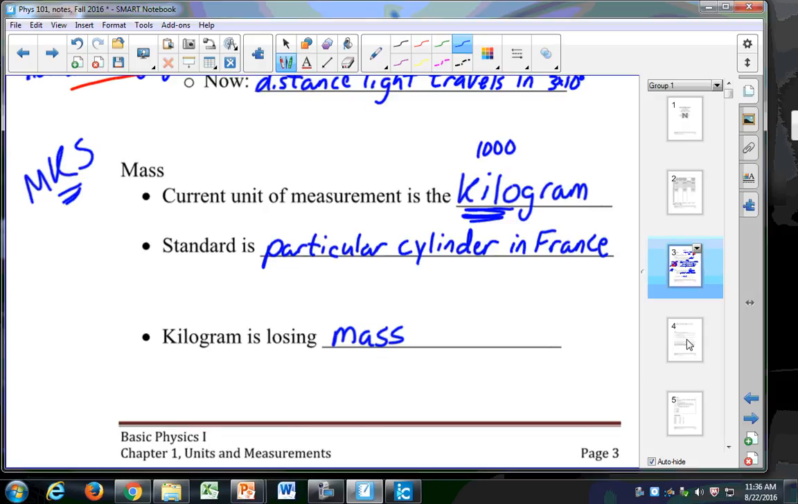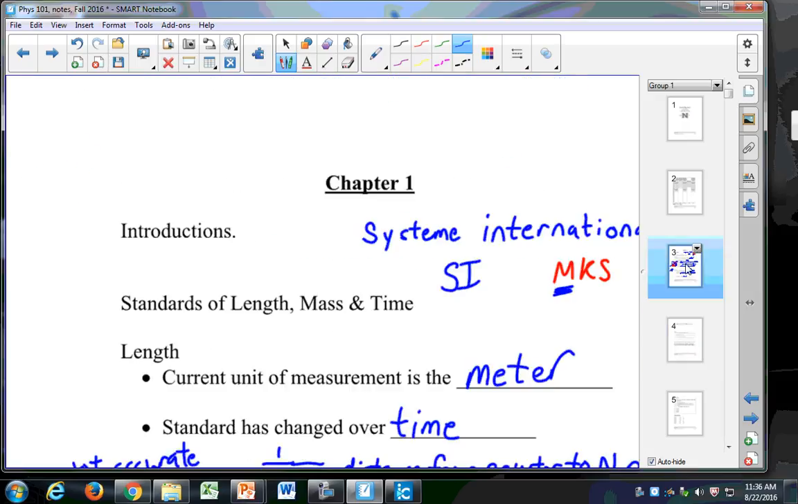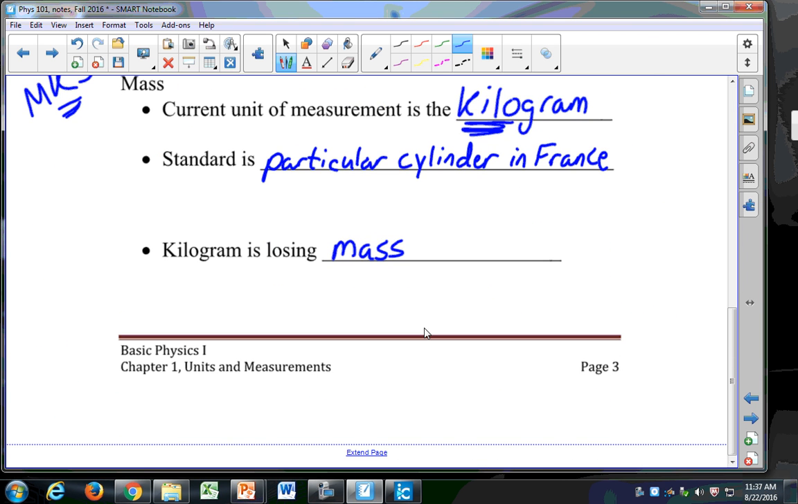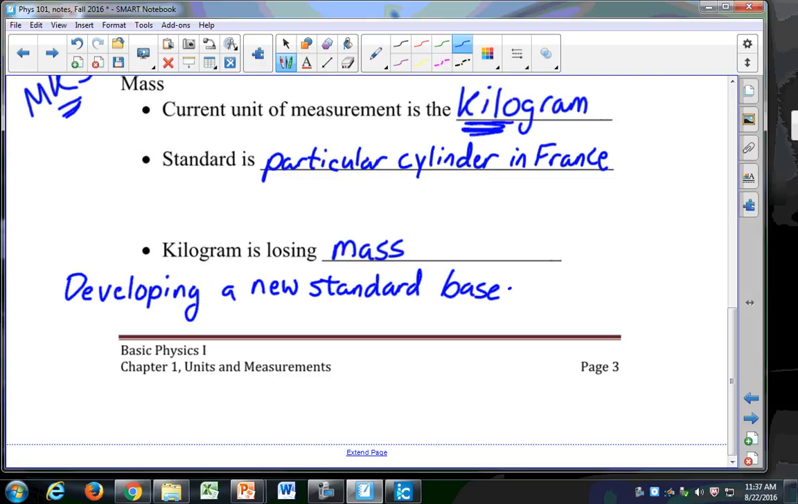Hold on just a second, let me see. The kilogram is losing mass, so they're developing a new standard based on the mass of a silicon atom.